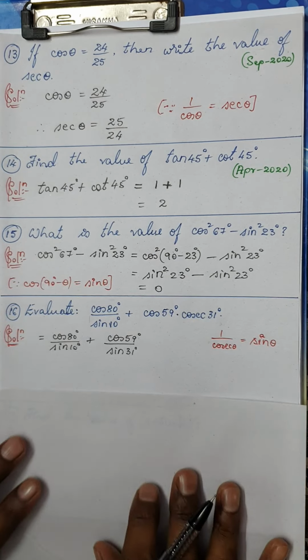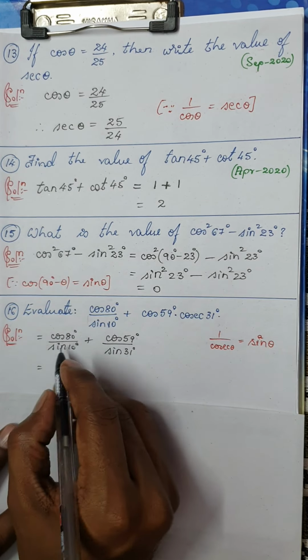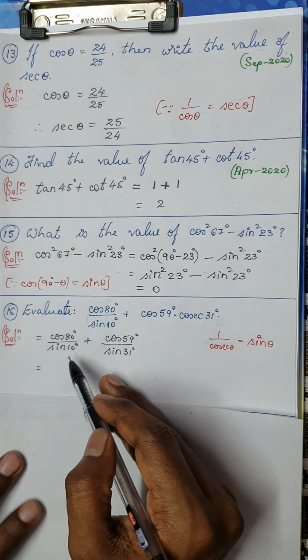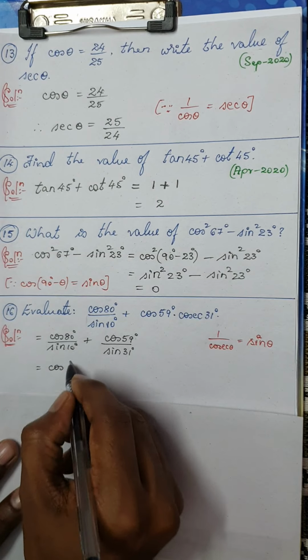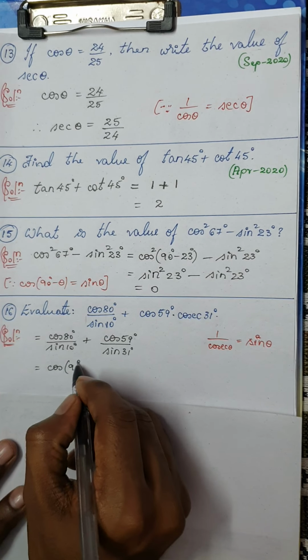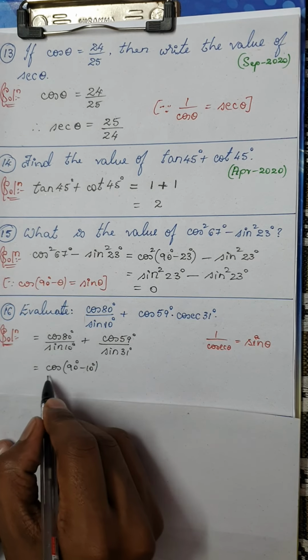Okay. Now see what I'm going to do. I'm going to change the numerator. You can change either numerator or denominator. Better we change the numerator. So this is nothing but cos of 80 degrees. I can write it as 90 degrees minus 10 degrees. Right? Very basic.